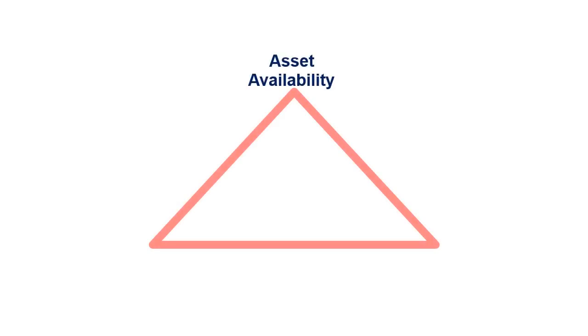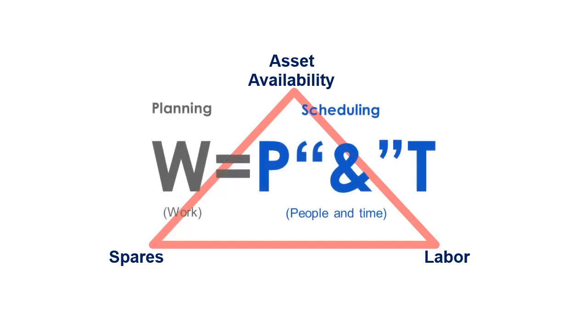Planning and scheduling always take into consideration the asset availability for maintenance, labor available to perform the task, and spares needed to restore the asset condition. Planning is what needs to be done, scheduling is who does what and when.